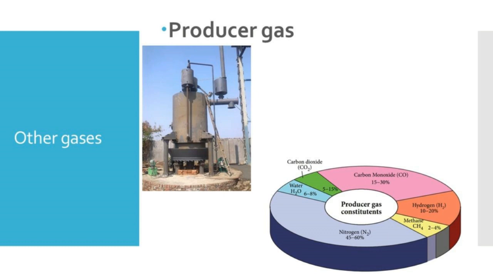Producer gas is a gaseous mixture of carbon monoxide and nitrogen. It is produced by passing air mixed with steam over red hot coke at a temperature of 1100 degrees Celsius. It is used as an industrial fuel for iron and steel manufacturing.